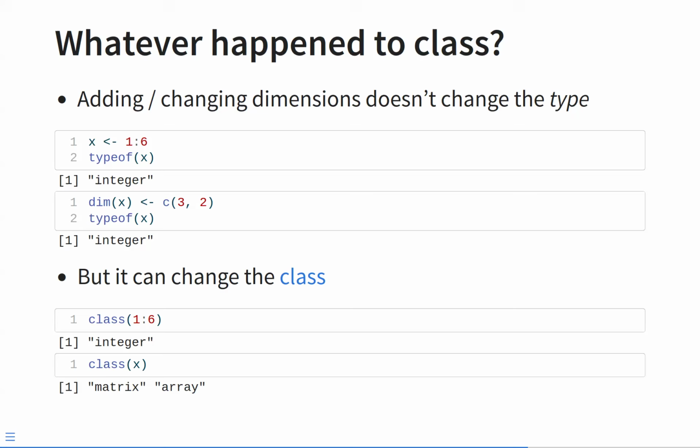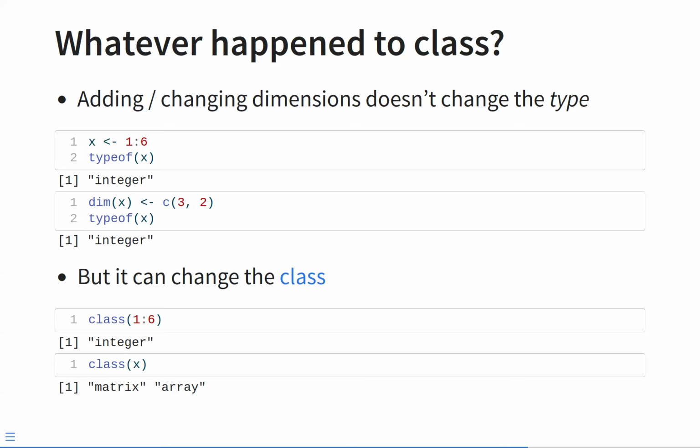Let's take a look at dimension once again. So the dimension of x, dim x gets 3, 2. That's going to change x from being an atomic vector to being a matrix because we're setting the dimensions. So what happens if I check the type of x? Well, it says integer. So it seems like nothing has changed. The type of x is unchanged. But that's not the case.